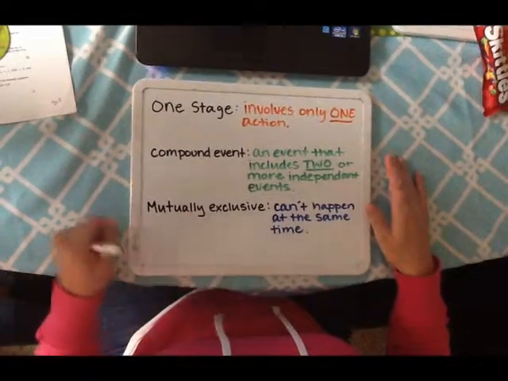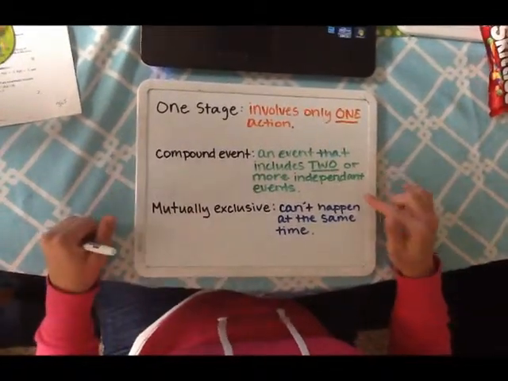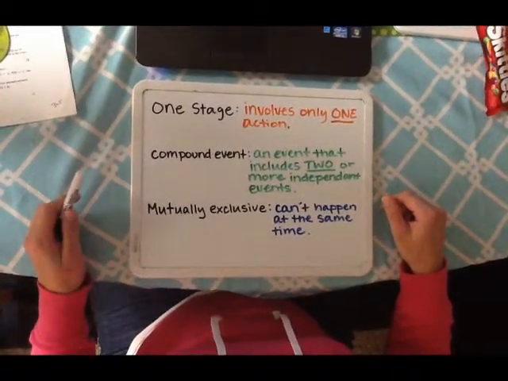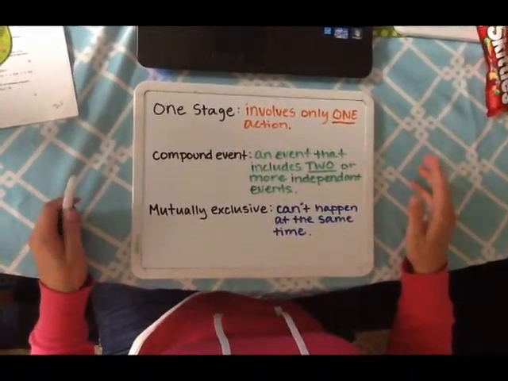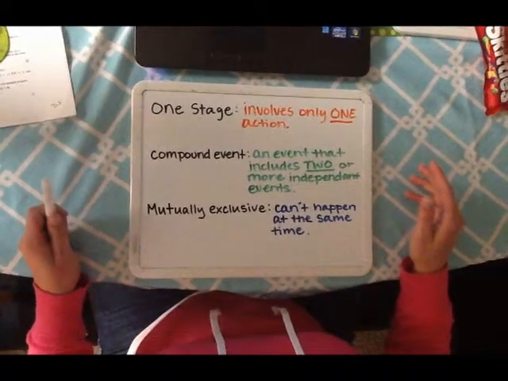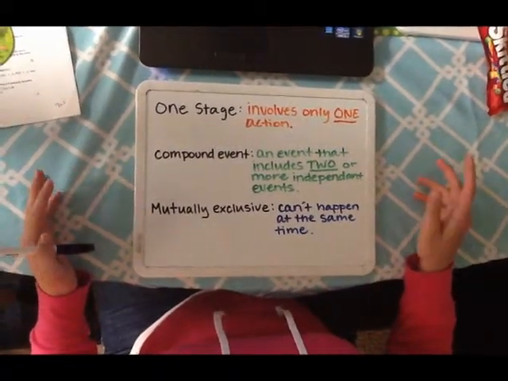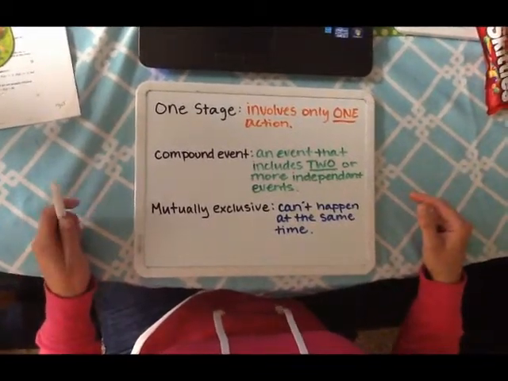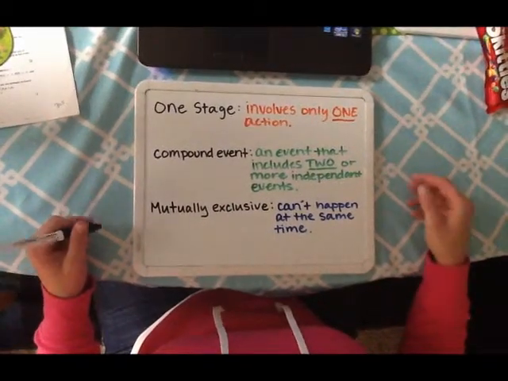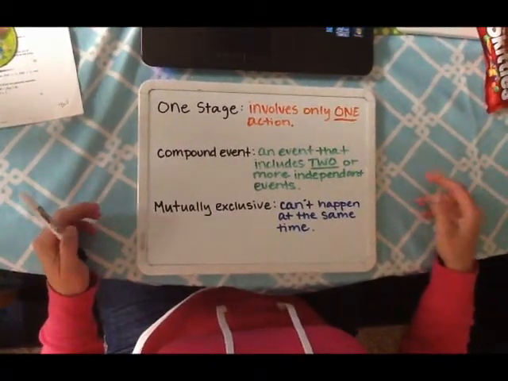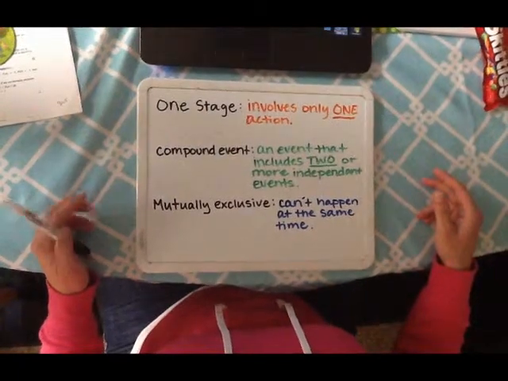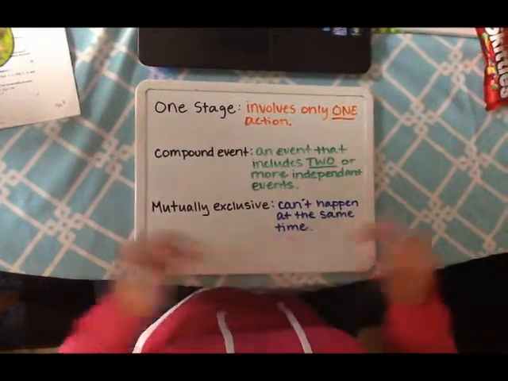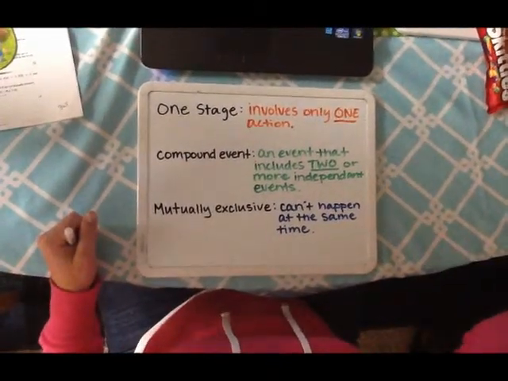That is one stage. A compound event is an event that includes two or more independent events. An example of that is tossing a coin, or tossing two coins. The result from tossing the first coin does not affect the result from tossing the second coin. The results need to be considered together to determine the final outcome.